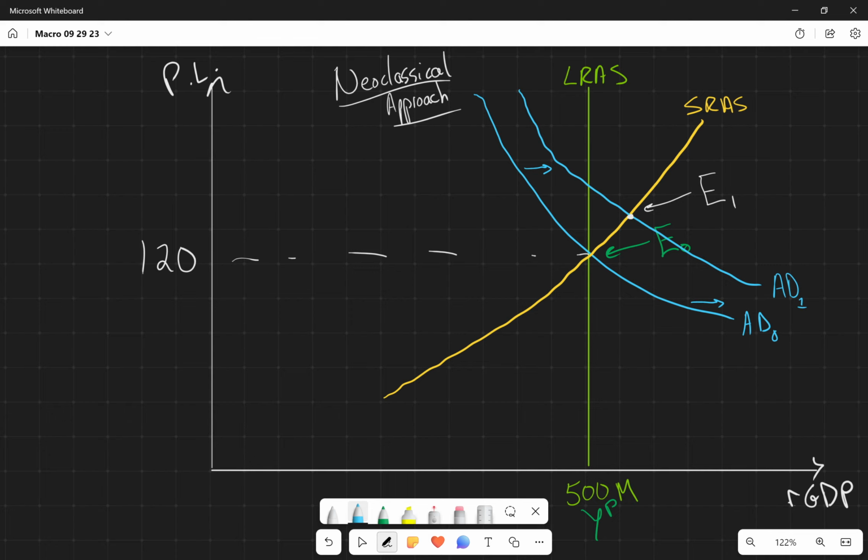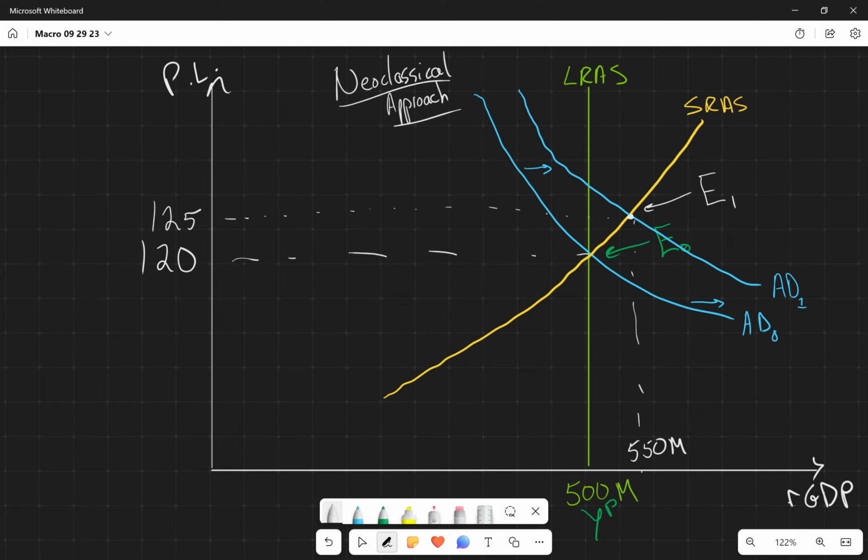And at this new equilibrium, we are at a higher output and price. Now we're going to have a higher average price level. This is going to be 125. And we're going to be at a higher GDP. This is going to be somewhere around $550 million.